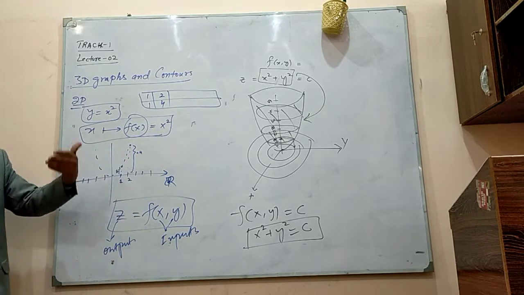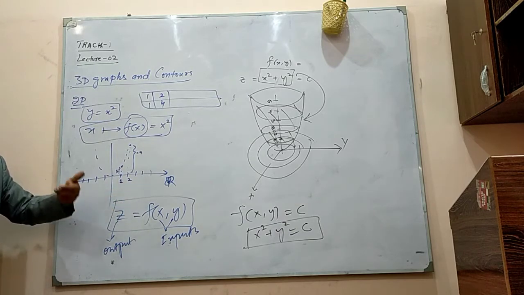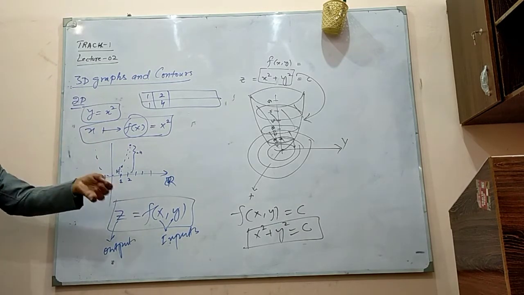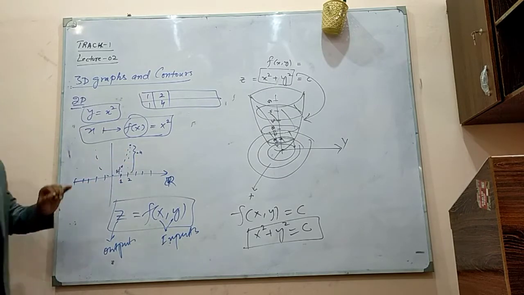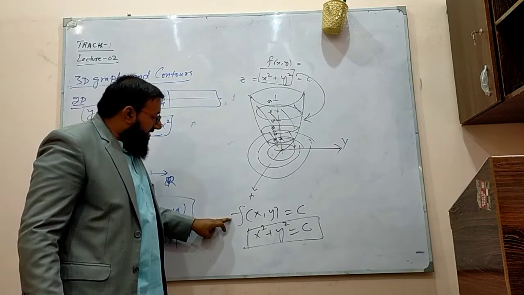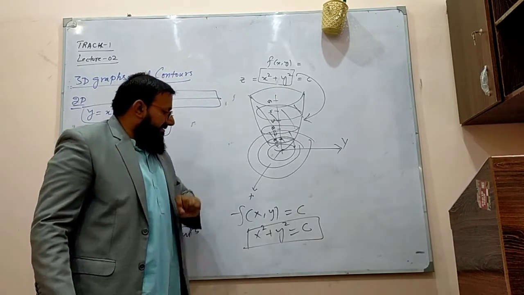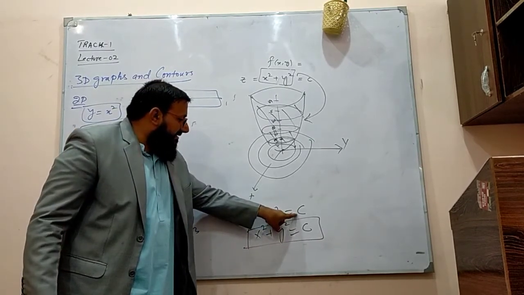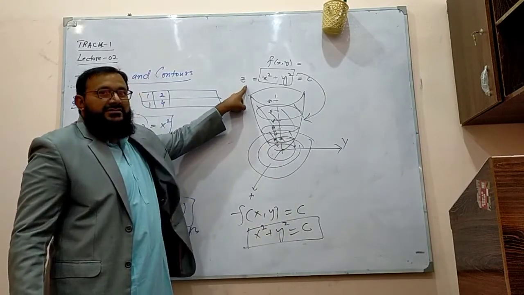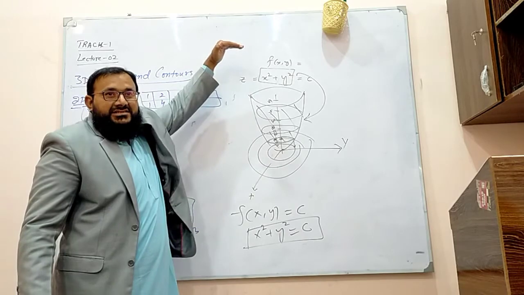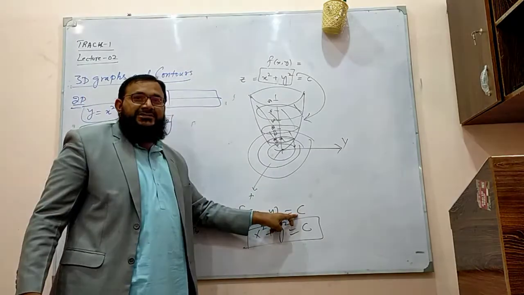When you change the value of c, you can put the value of c to be 0, which is a point, then 1, 2, 3, 4, 5 and so on. So what you do, you just get this particular thing, f of x comma y equals c. And what is this c? C is replaced on behalf of z. What does this z represent? It represents height. So what does this c represent?